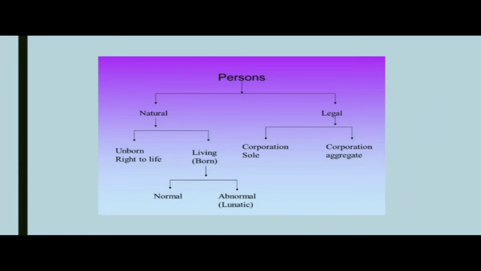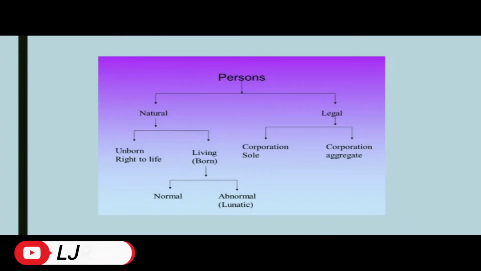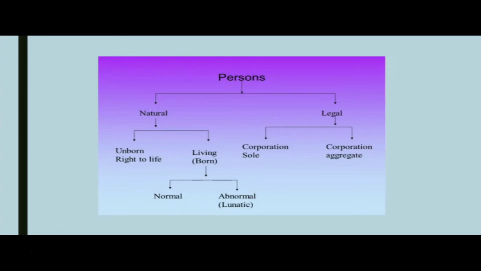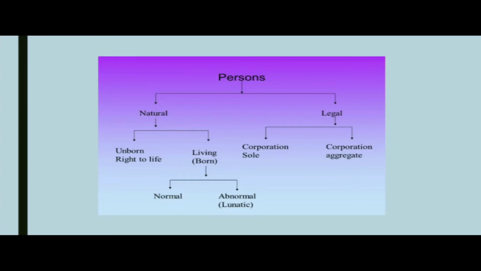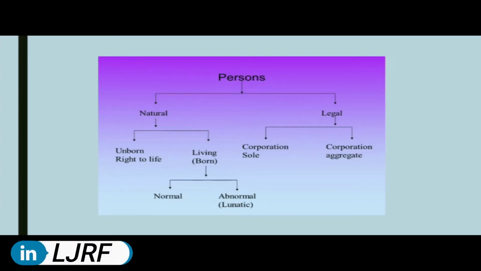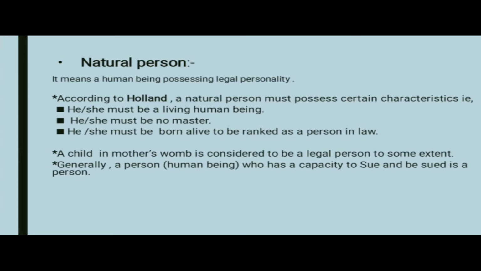Moving to the next slide, types of person. It's just a basic classification. That means a person can be classified into two: natural persons and legal persons. We are all aware of this classification. Natural persons can be classified into two, unborn persons and living persons. And legal persons can be classified into corporation sole and corporation aggregate. Moving to the next slide, natural persons.